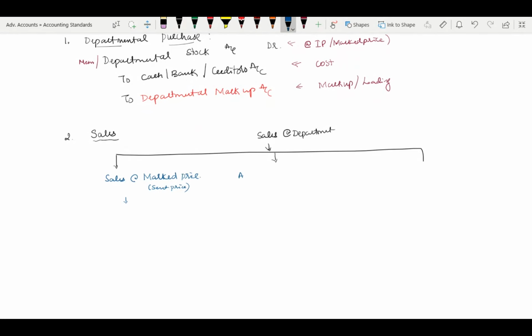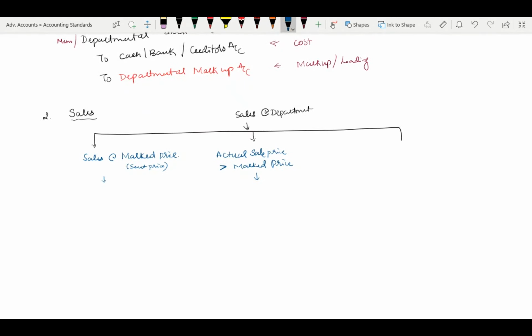So this is sales, means actual sales. Next is actual sale price. Actual sale price is greater than market price. That is higher than what I sent. Suppose I sent at 150: 100 rupees the cost, 50 rupees I added, and market price is 150. That's the sale price, and I informed the department to sell at 150. Suppose they have sold at 160, that is beyond my market price. That situation. Next is actual sale price.